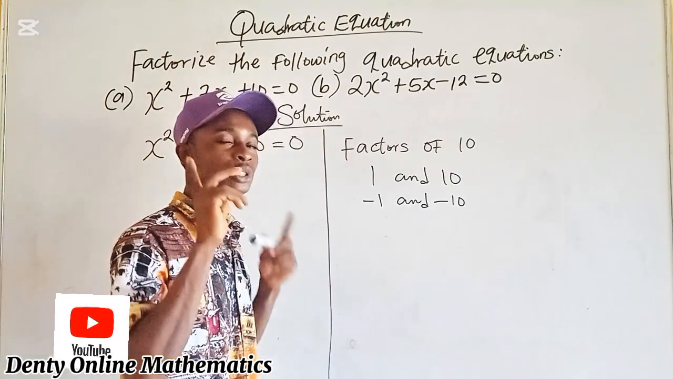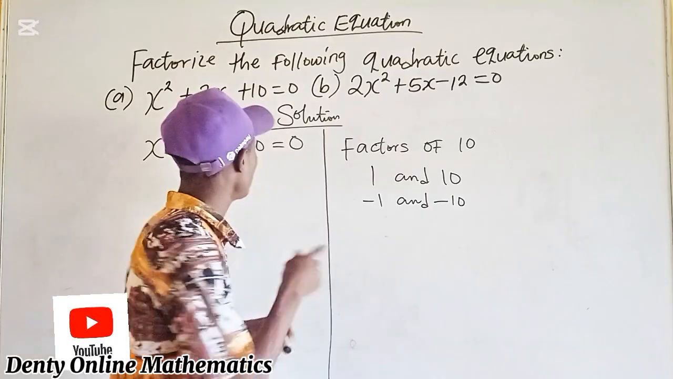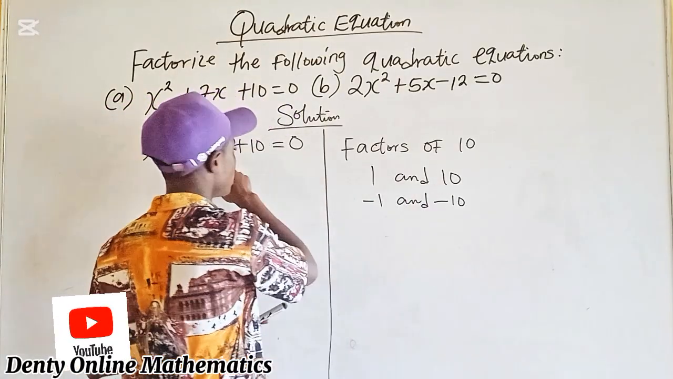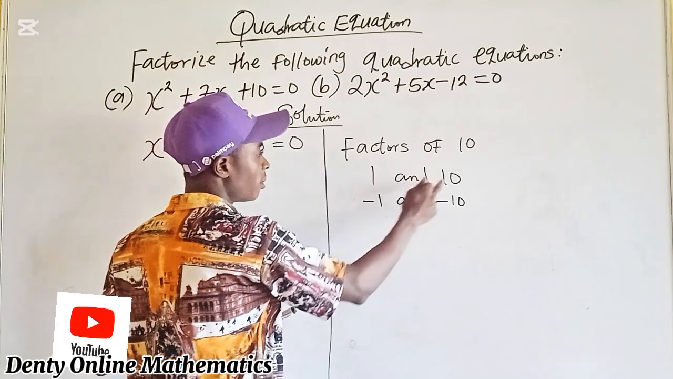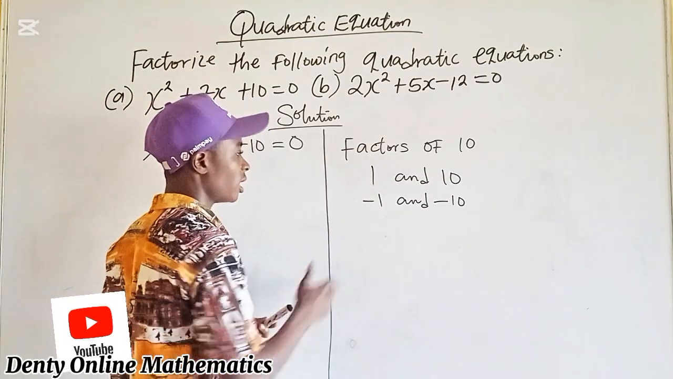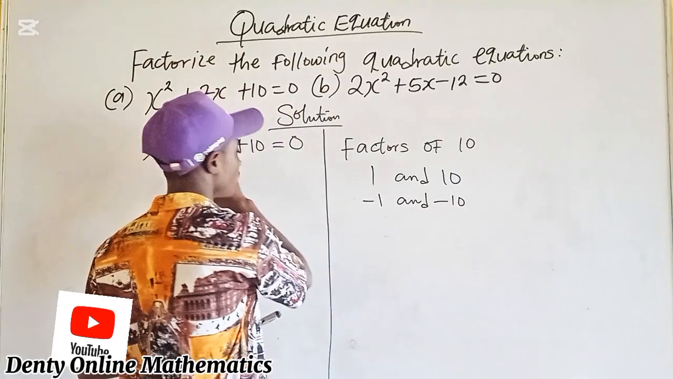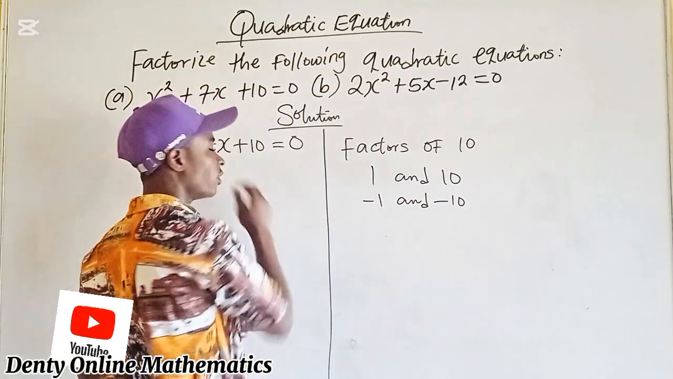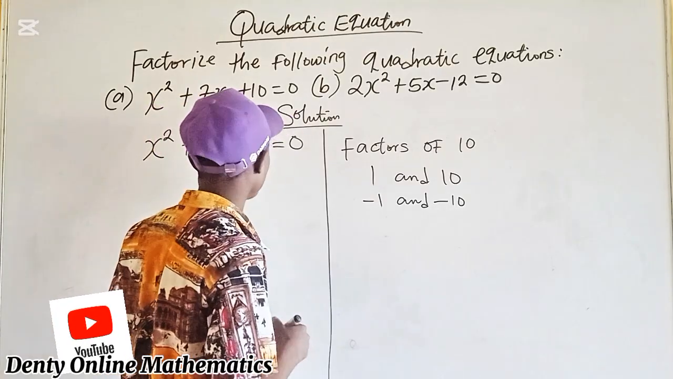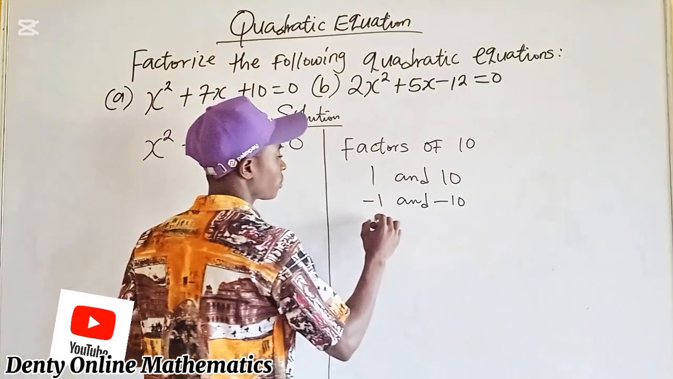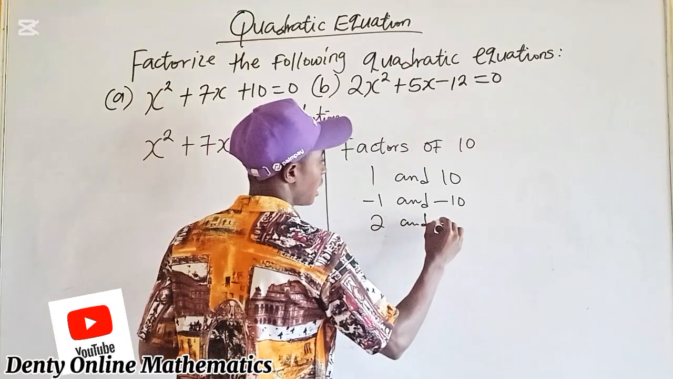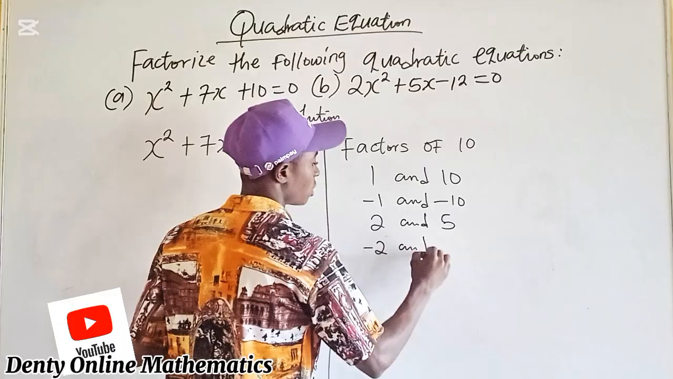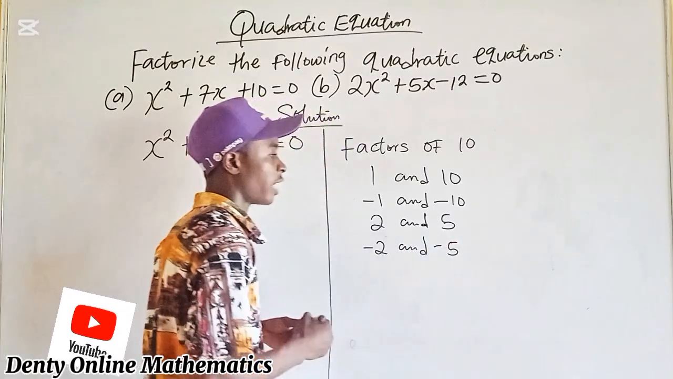Now, remember we said if we add them or subtract them, we are going to have 7. Take note of that. Because 1 plus 10 cannot give us 7. 1 minus 10 cannot give us 7. Minus 1 minus 10 cannot give us 7. Then minus 1 plus 10 still cannot give us 7. So we continue to look for the factors of 10. Another one is 2 and 5. Another one is minus 2 and minus 5.